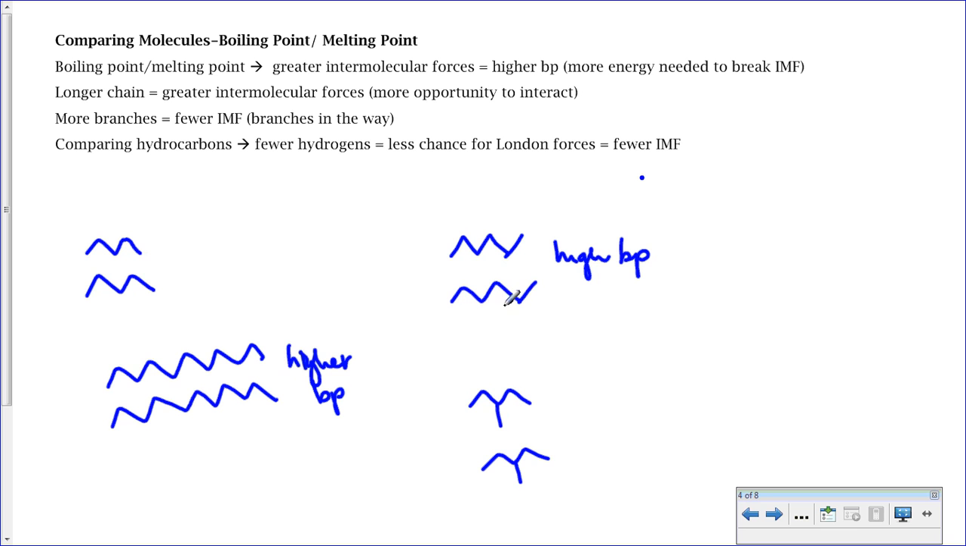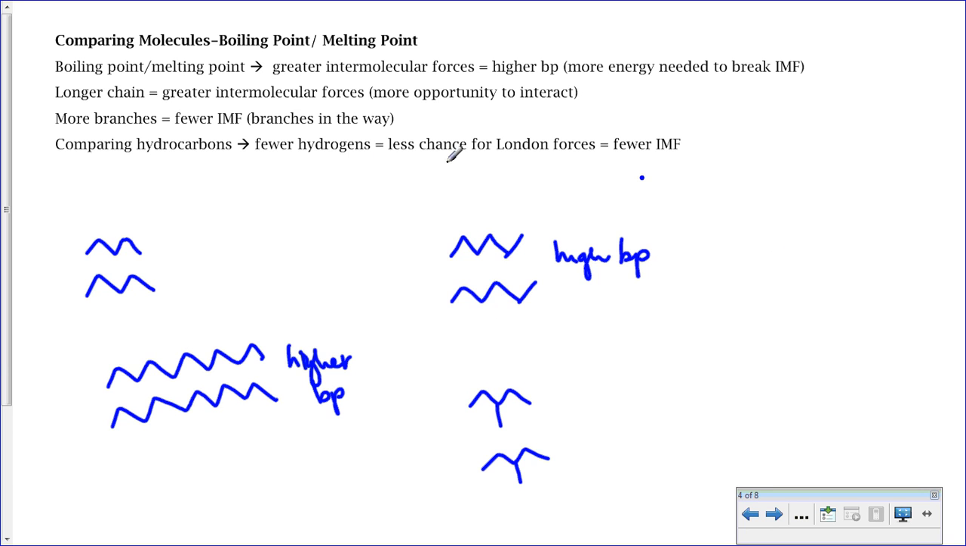So what you're going to find when you compare molecules is you're either going to compare molecules that have the same length of chain and a different functional group, or they have the same functional group and they have either a different length of chain or different branching within the molecule. You're not going to be asked to compare two things at the same time.